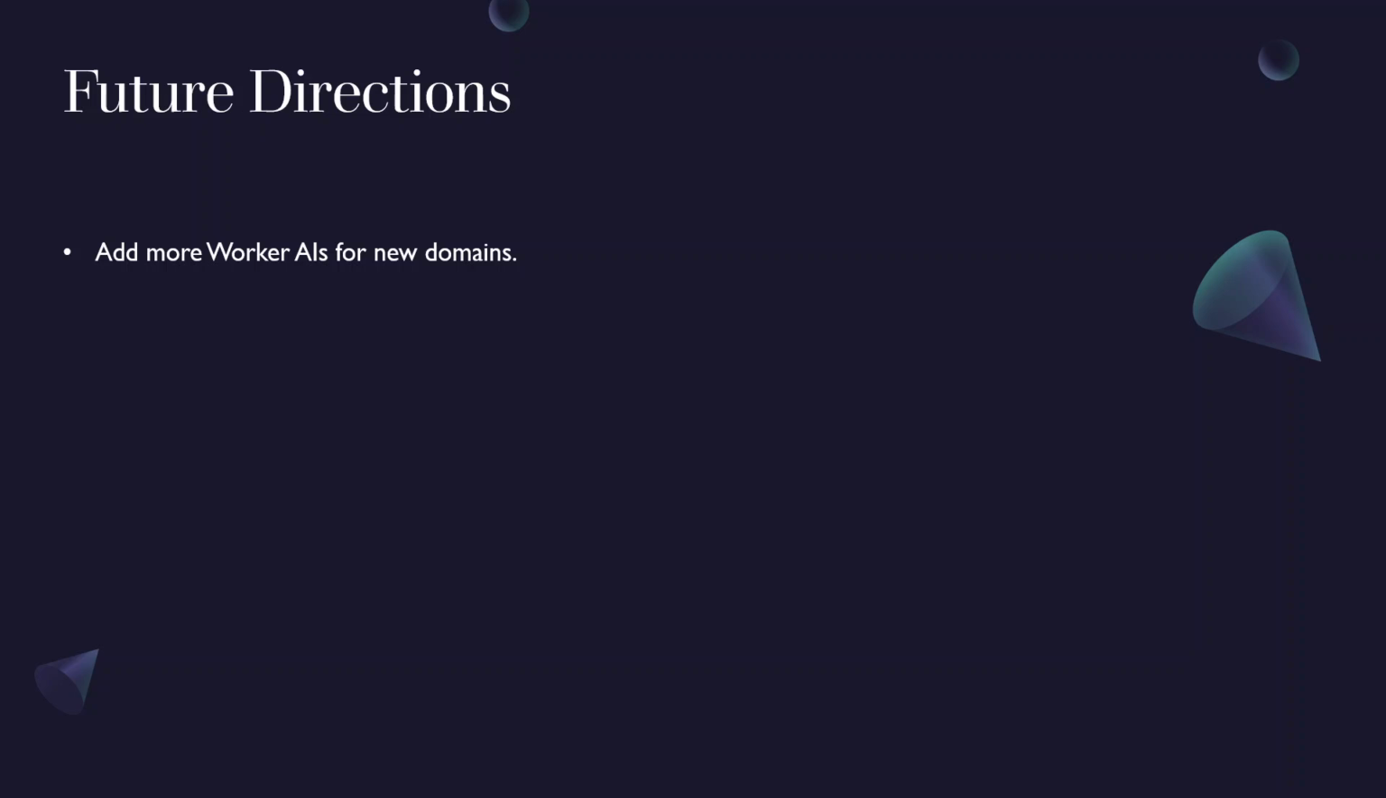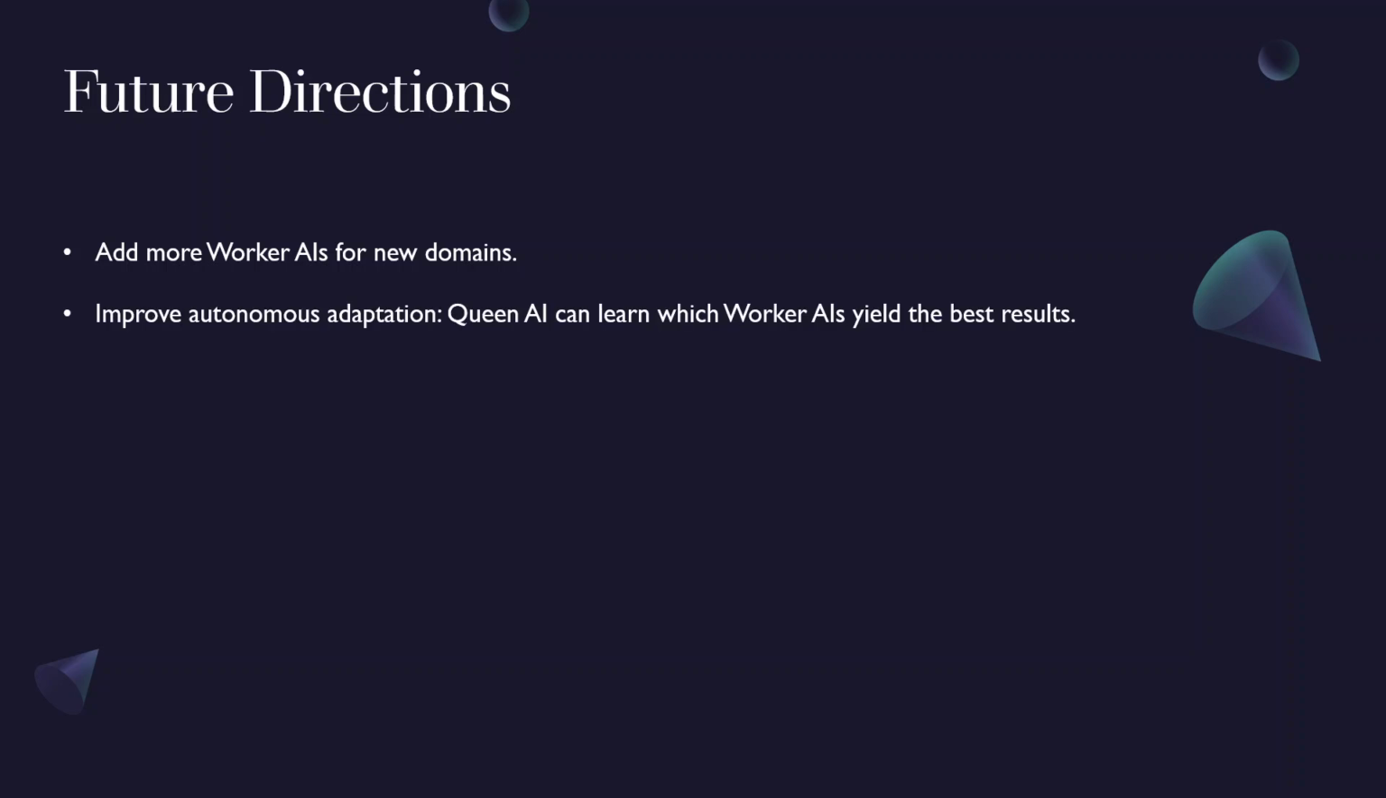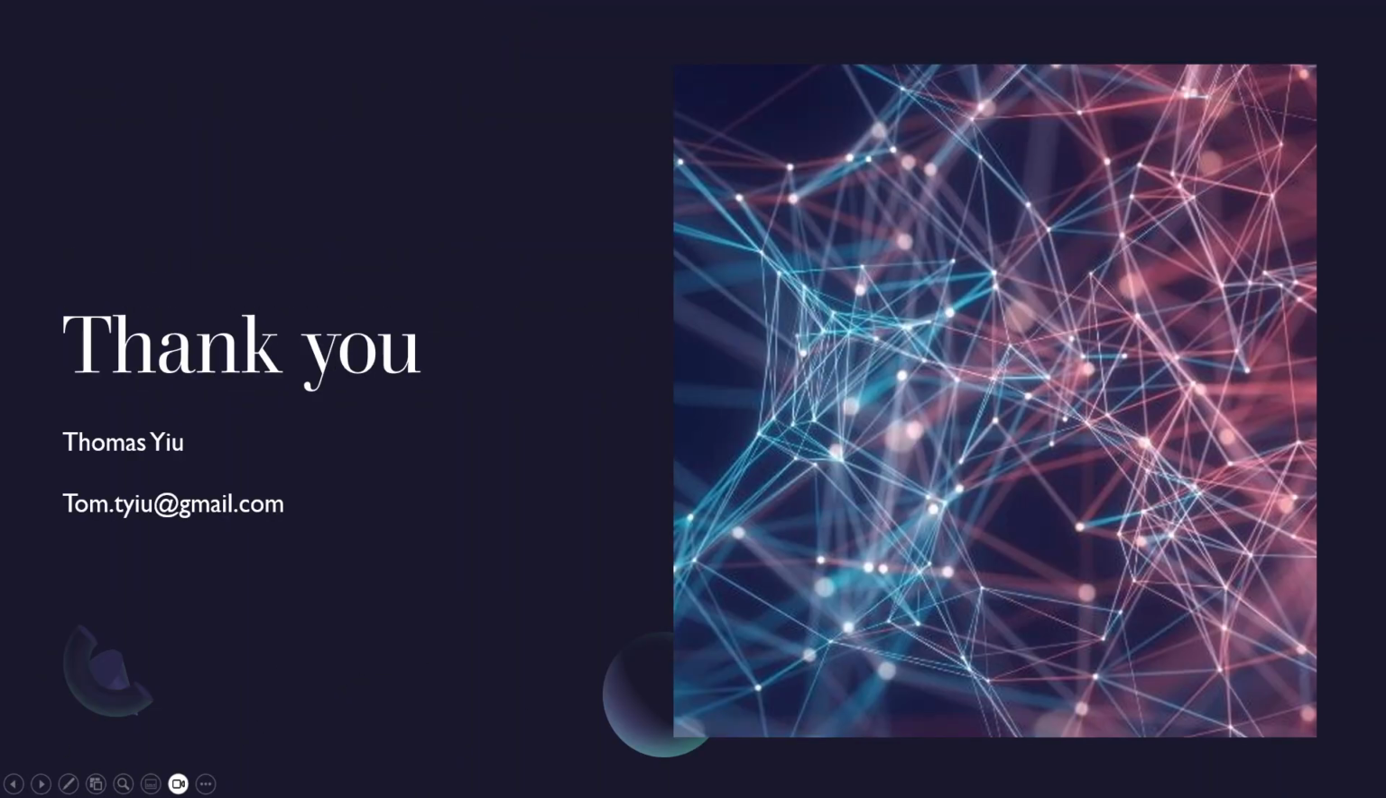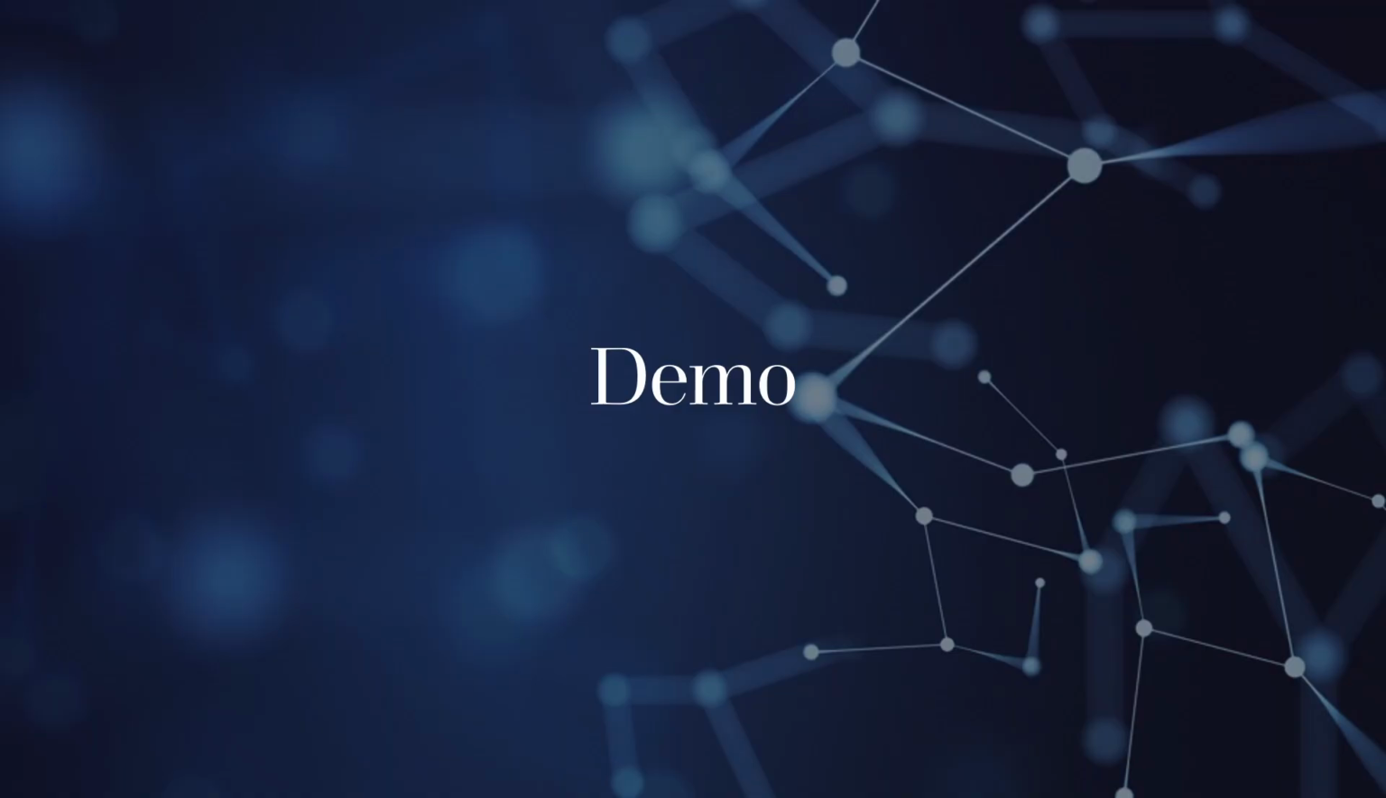And what are the future directions? You can add more AI workers for new domains, which I implemented today, but you can add more, and you can specify what kind of tasks the AI will be doing. You can improve autonomous adaptation: the Queen AI can learn which AI worker yields the best results, which I'll add in the next iteration. Enhance multilingual support and deploy on various devices. Thank you, and I'm going to show the demo now.